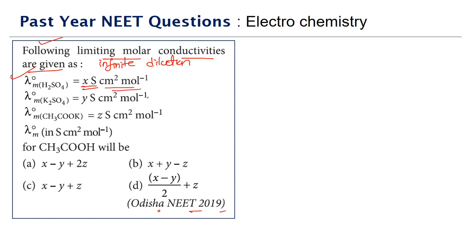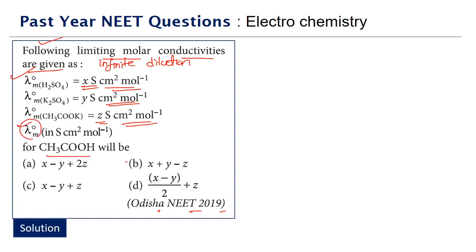Generally, in electrochemistry, whether we are talking about specific conductivity or molar conductivity, we always have the dimensions of length in centimeters. The limiting molar conductivity lambda naught of H2SO4 is given as X, K2SO4 is given as Y, and CH3COOK, potassium acetate, is given as Z. Using this we need to find lambda naught for acetic acid.